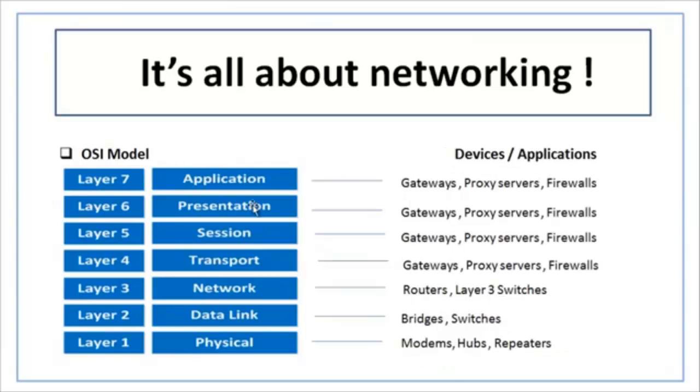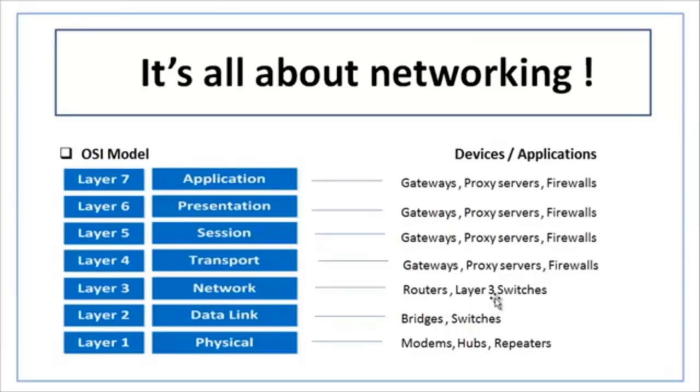Okay, now about the hardware. As you can see, the hardware comes into play only from the network layer. The network layer is a place where layer 3 switches and routers work. Don't get confused between switches and layer 3 switches. Switches are meant to work at layer 2 because they just look at the MAC address.